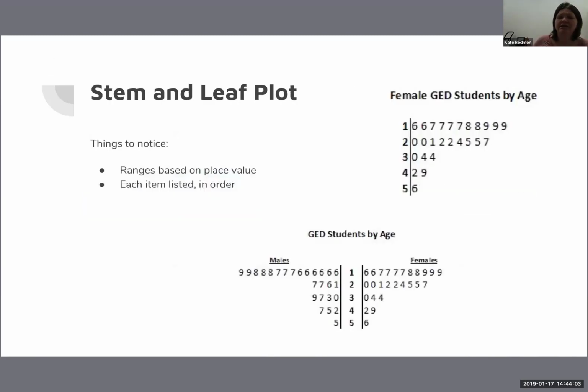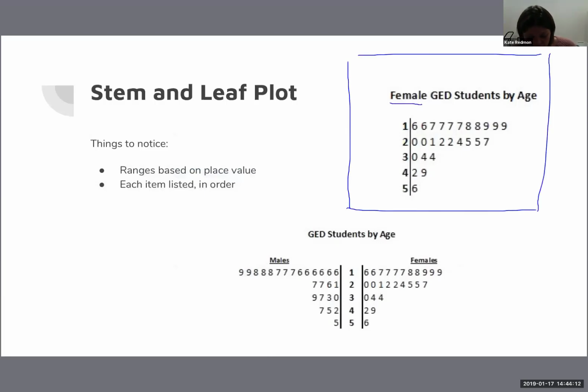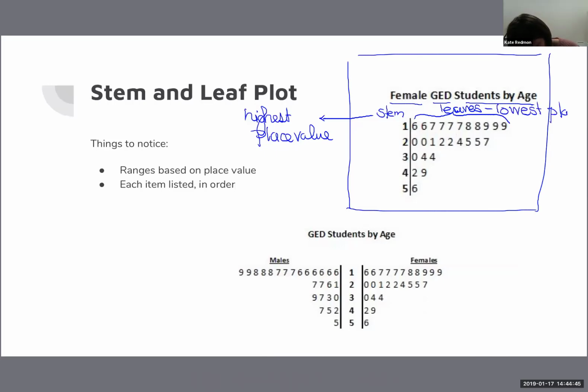I wanted to show you guys a stem and leaf plot. This is one to definitely take notes on because a lot of people don't know about that. So here's my first stem and leaf plot. Notice it says female GED students by age, but look at how weird the numbers are. On the left, these numbers are known as the stem. The stem is usually the highest place value. This is called a stem and leaf plot. These are the leaves, and this is the lower place value. If you put these two numbers together, you'll have the individual items in my data set.